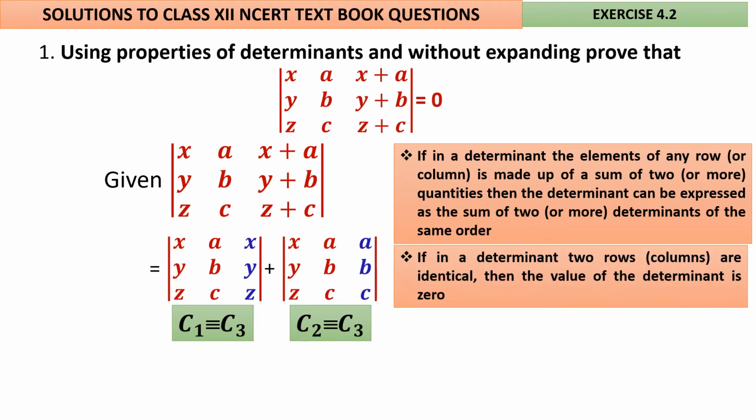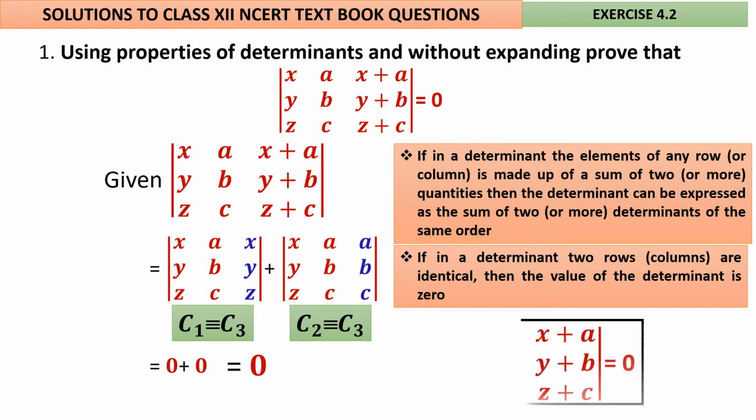We have one property: if in a determinant two rows or two columns are identical, the value of the determinant vanishes. Therefore, it is 0 plus 0. The answer is 0. In the exam, there is no need to mention the properties in brackets. You can simply write "by a property", but you have to explain properly how you got the two determinants where the columns are shown identical. Therefore, the value of the determinant is 0.